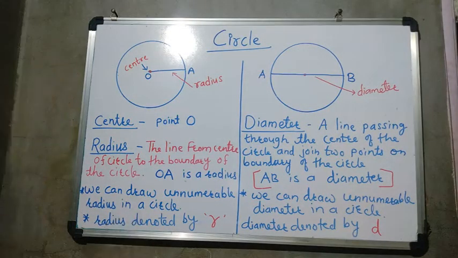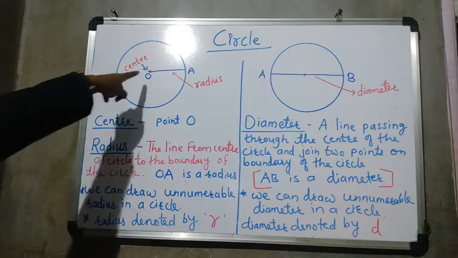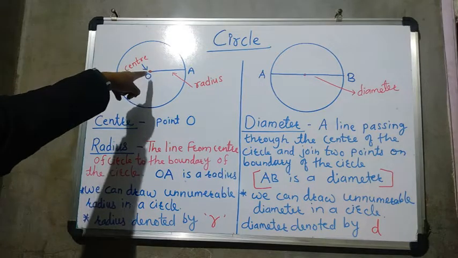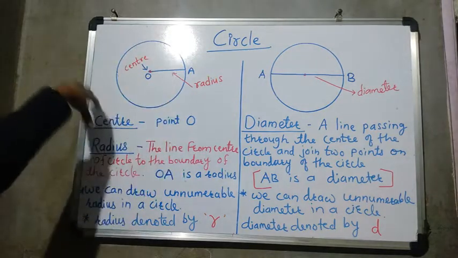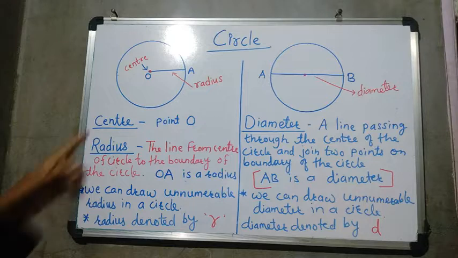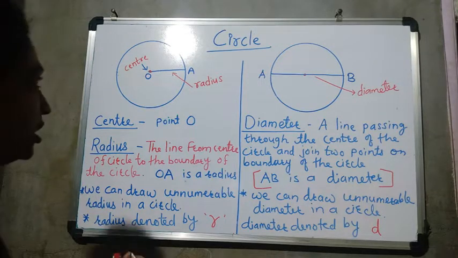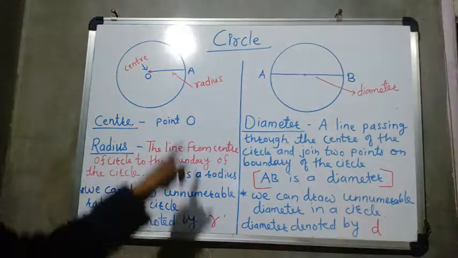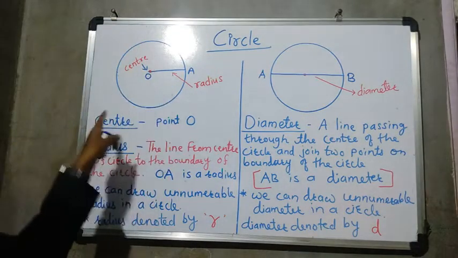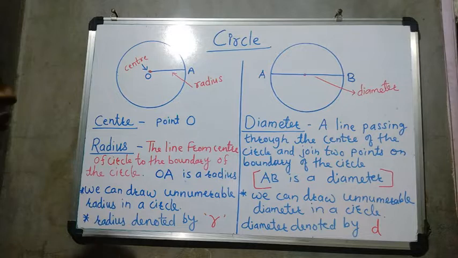Now just think, students, from the center of the circle to the boundary of the circle, how many lines can we draw like this? Means how many radii can we draw? Yes, we can draw innumerable radii in one circle. Innumerable means uncountable radii we can draw in a circle.